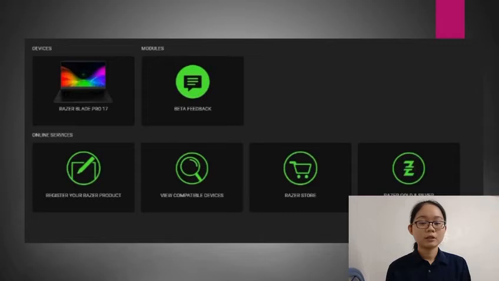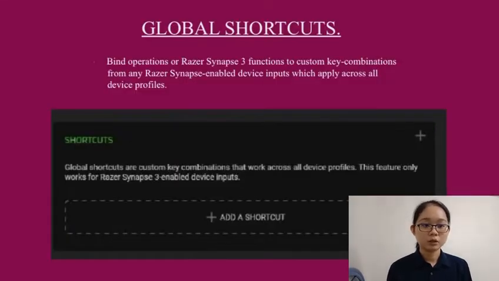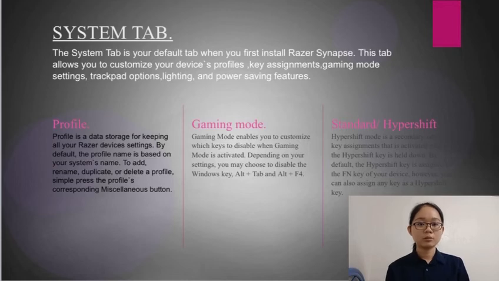The System tab is your default tab when you first install Razer Synapse. This tab allows you to customize your device profile, key assignments, gaming mode settings, trackpad options, lighting, and also power saving features. Profile is a data storage for keeping all your Razer device settings.